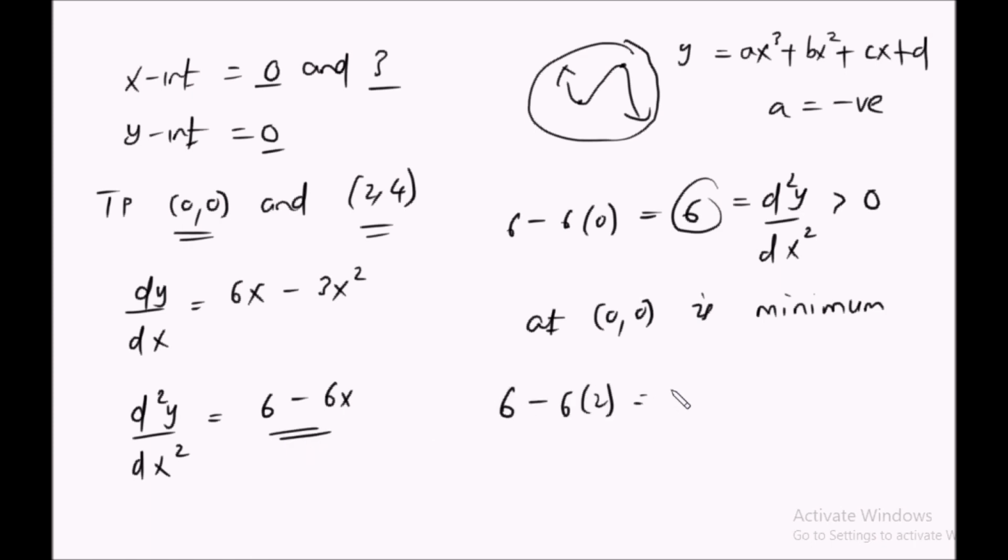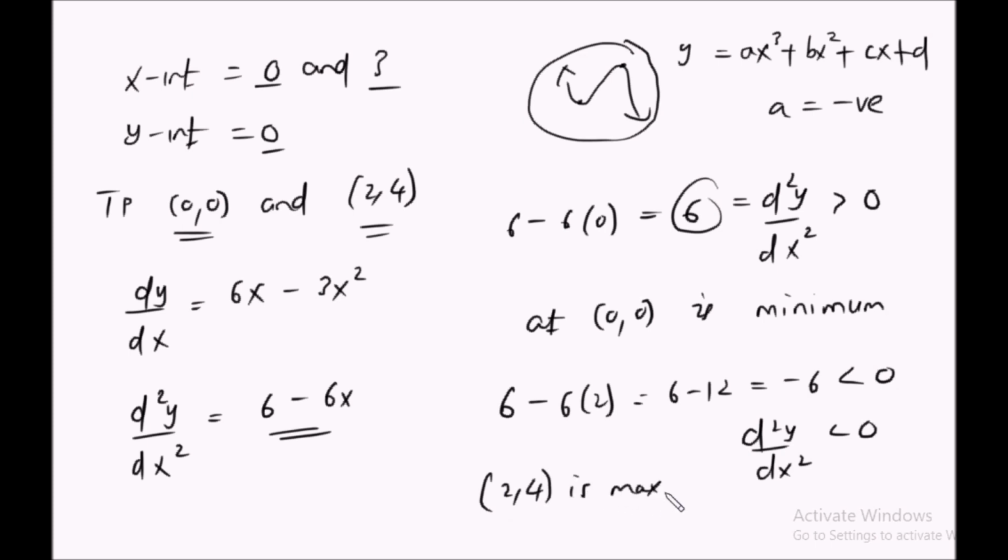Lakini ikiwa negative, hebu tujaribu kuweka 2 hapa. 6, 2, you can see I get 6 minus 12 inakuwa ni negative 6. You can see this is what? Is less than 0. So hapa sasa ikiwa negative kama hivyo, it means kwamba hii point sasa ni nini? Ni maximum. Kwa hiyo kwenye graph yangu 2,4 itakuwa hapa, 0,0 itakuwa hapa, okay?